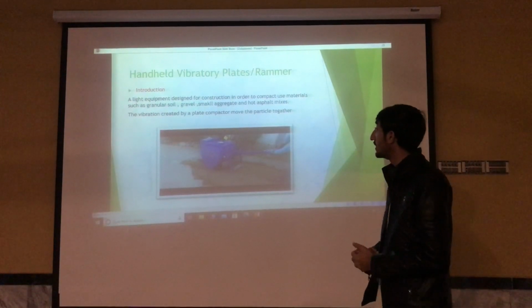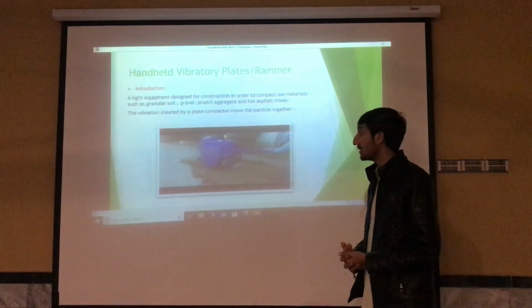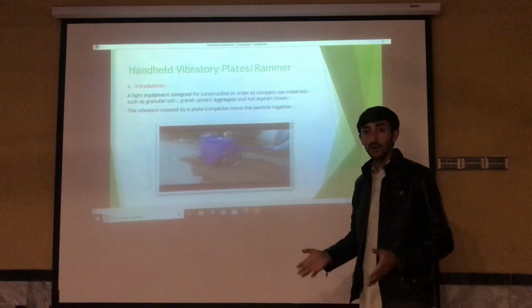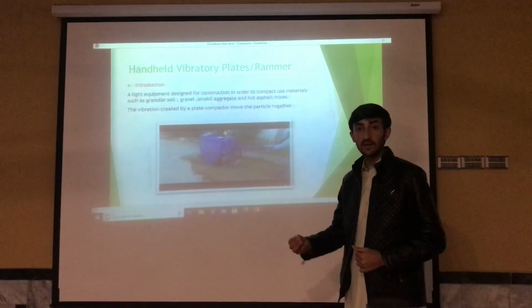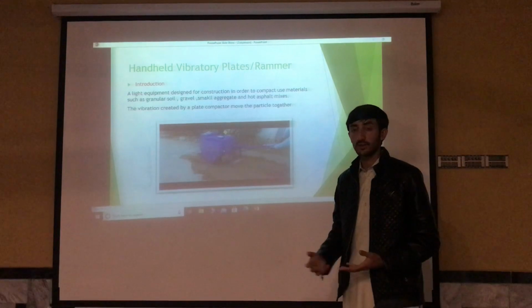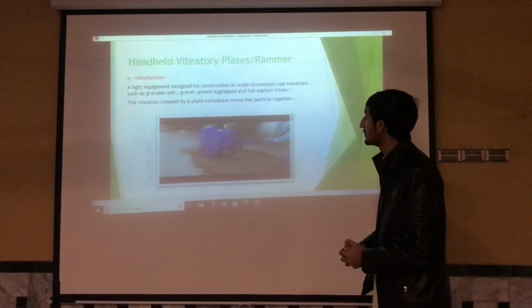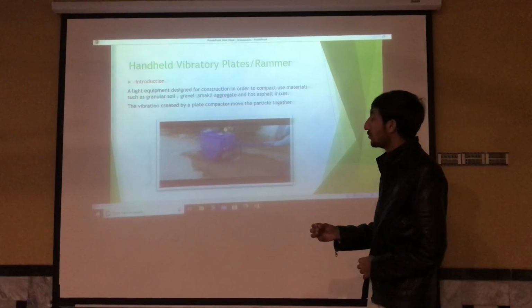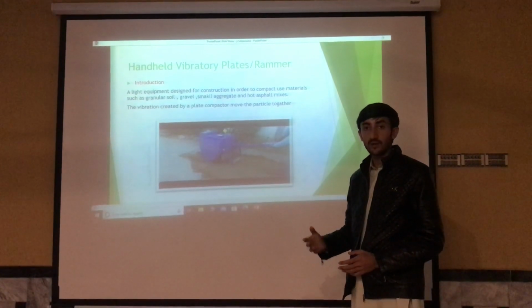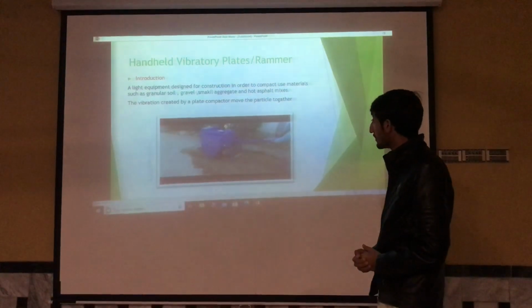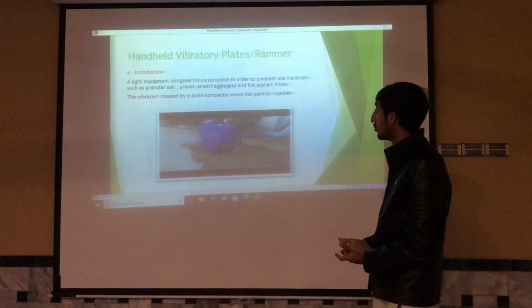One is the handheld vibratory plates or rammer. This equipment is usually used for small areas, narrow areas, or areas which are pre-constructed. Means we compact the site on which there is some construction, and we have no access for rollers or heavy machinery to that area.